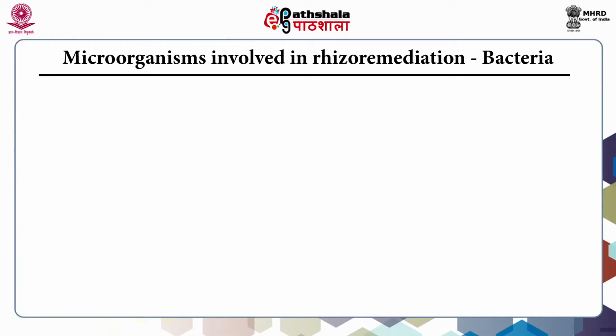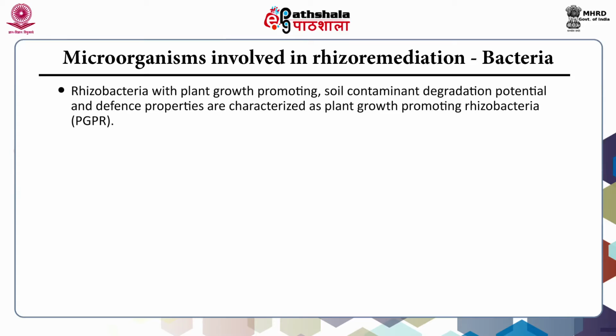Now, let us discuss the microorganisms which are involved in rhizoremediation. Bacteria. The rhizobacteria with certain plant growth promoting factors are called plant growth promoting rhizobacteria. They protect the plant and provide a defense system or defense property to the plants. Also, they possess the capability of degrading the pollutants.